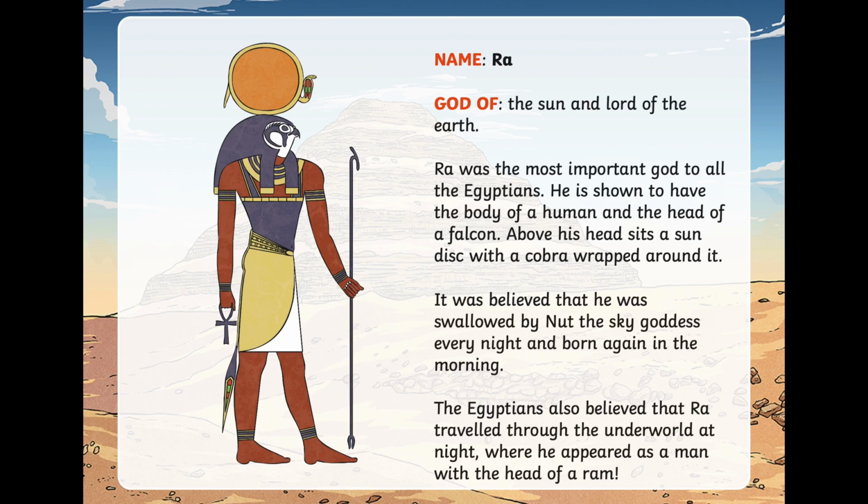Ra was the most important god to all the Egyptians. He is shown to have the body of a human and the head of a falcon. Above his head sits a sun disk with a cobra wrapped around it. It was believed that he was swallowed by Nut, the sky goddess, every night and born again in the morning. The Egyptians also believed that Ra travelled through the underworld at night, where he appeared as a man with the head of a ram.